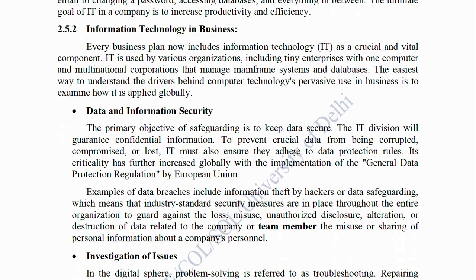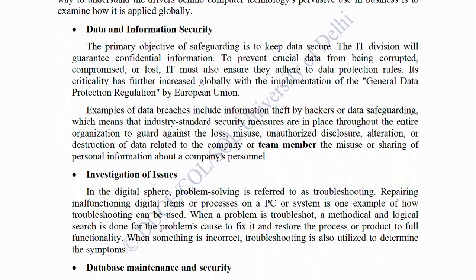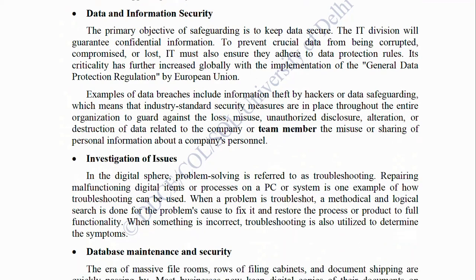2.5.2 Information technology in business. Every business plan now includes information technology as a crucial and vital component. IT is used by various organizations, including tiny enterprises with one computer and multinational corporations that manage mainframe systems and databases. The easiest way to understand the drivers behind computer technology's pervasive use in business is to examine how it is applied globally. Point number one, data and information security.